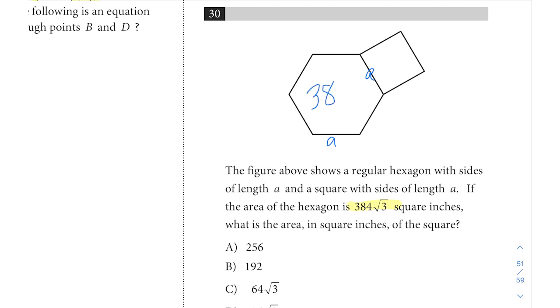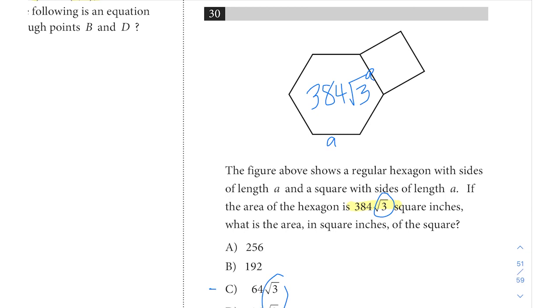Okay, so first, let's talk about using a little bit of strategy to try to make this question more manageable. Keep in mind this is the calculator section. 384 root 3 is the hexagon, and let's look at the square compared to the hexagon. So it's definitely smaller, but let's think about how much smaller. If we look at a couple of our answer choices, answer choice C and answer choice D have the root 3 with them, just like this does. And we're looking at 64 or 16.